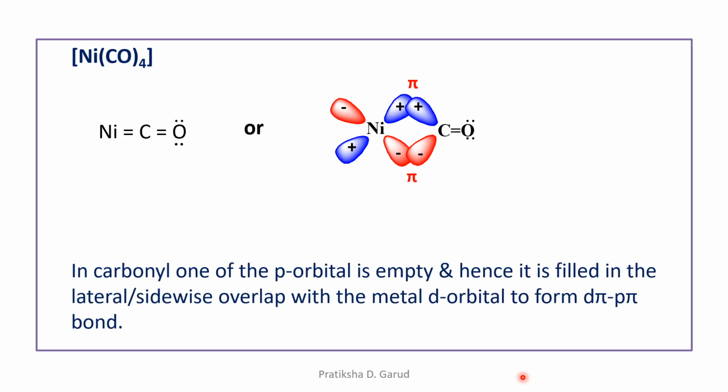Now in carbonyl, one of the p orbitals is empty, and hence it is filled in the lateral or sidewise overlapping with the metal d orbital to give the formation of the d pi p pi bond. Okay. Then the second type of bonding is the d pi d pi bonding. In short, we can say that there is an overlapping of a d orbital of the metal and the d orbital of the ligand. There is a lateral or sidewise overlapping which gives the formation of the pi bond.